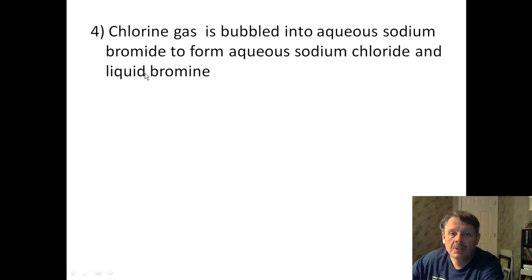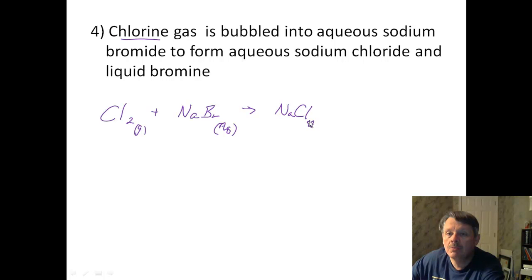Number 4, chlorine gas. Oops, be careful. Chlorine is Brinkelhoff. So chlorine gas is Cl2, and it's bubbled into aqueous sodium bromide. NaBr, plus 1 minus 1, so they cancel each other out, and it's aqueous. To form aqueous sodium chloride, NaCl, plus 1 minus 1, they cancel each other out. And liquid bromine. Bromine, again, is one of the Brinkelhoff elements. And so it is Br2. And it's liquid. Okay.